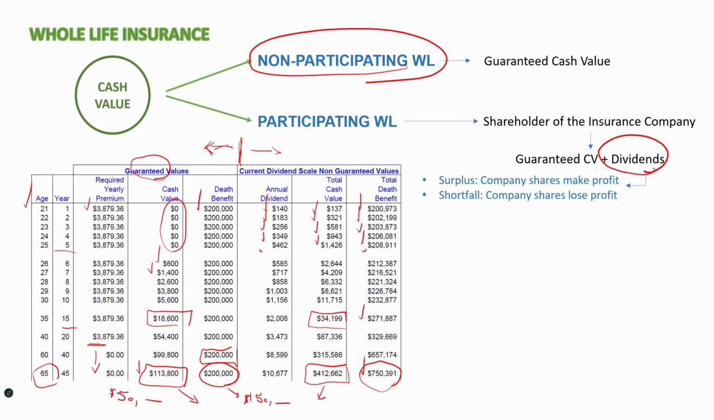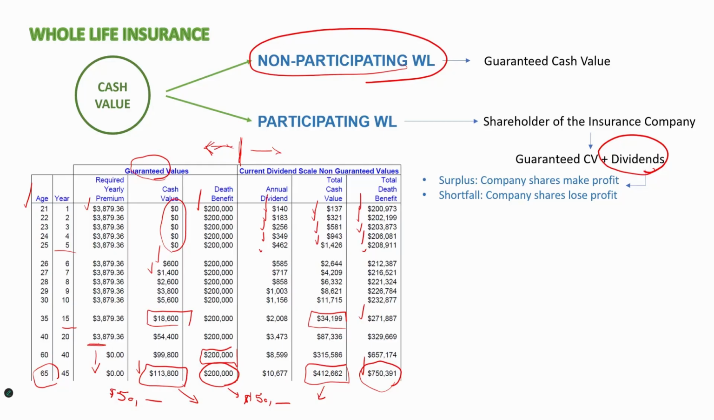Obviously, a participating whole life is going to be more expensive than a non-participating whole life. Although you see it's the same premium, keep in mind that because this whole chart is a participating whole life illustration, if it was solely a non-par, the premiums would have been less. So this is the difference between a non-participating whole life and a participating whole life insurance.